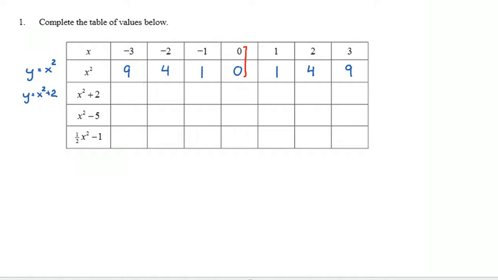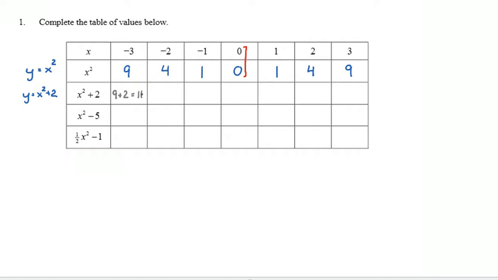So now we're going to do the same thing for x squared plus 2. Now, one way to do this, of course, is to take negative 3 and substitute it in for x and then work that out. So we have negative 3 squared, which is 9, plus 2. So 9 plus 2, which is 11.